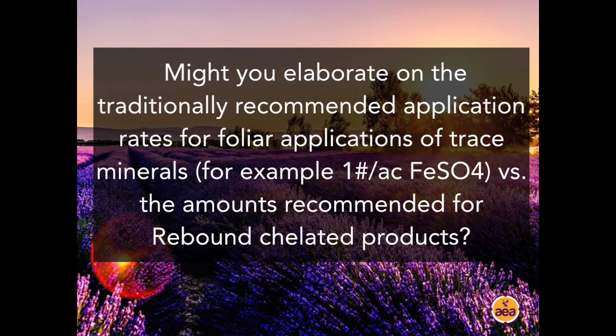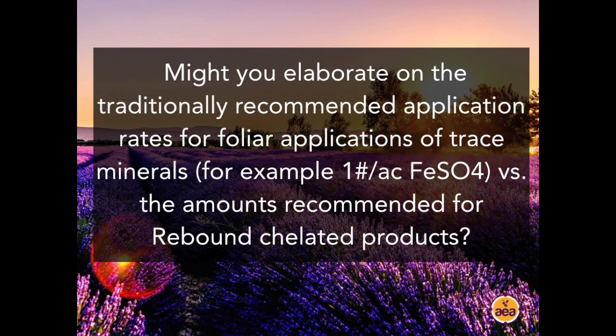And secondly, when you calculate the quantity of actual trace mineral that you're applying on a per acre basis, usually you will be applying substantially less in terms of grams per acre of iron with an organic acid chelated material or an amino acid chelated material versus a pound of iron sulfate. It doesn't matter. What actually matters is the quantity that the plants absorb.